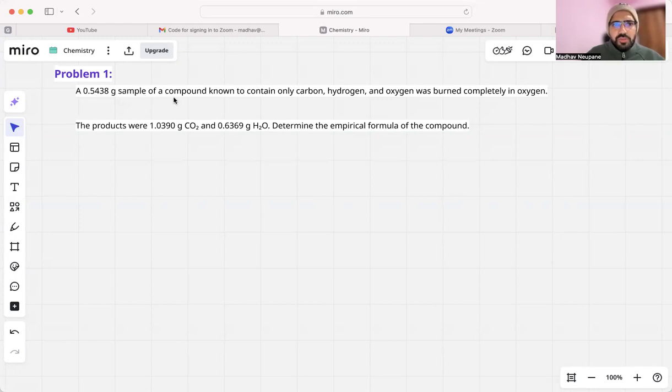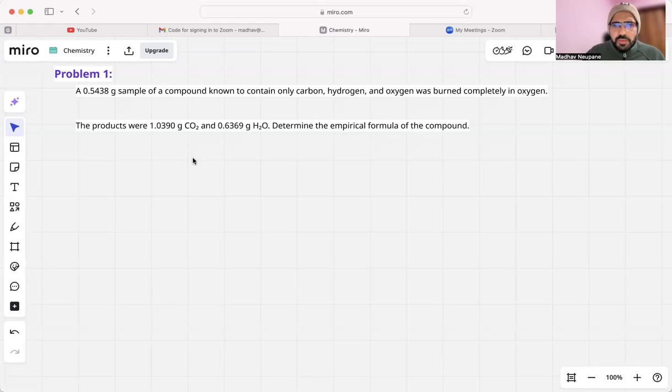A 0.5438 gram sample of a compound known to contain only carbon, hydrogen, and oxygen was burned completely in oxygen, right? The products were 1.0390 grams CO2 and 0.6369 gram water, and we have to determine the empirical formula of the compound, right?